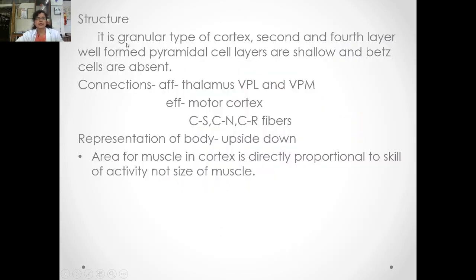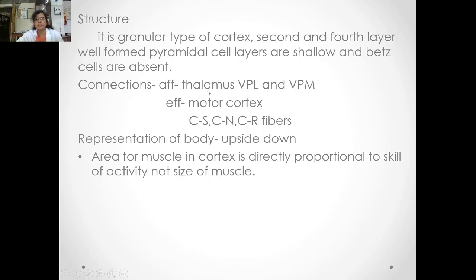Structure of this area: it is a granular type of cortex, and as it is the sensory cortex, granular cells are present in large amounts. The second and fourth layers are well formed because they are formed by these granular cells. Pyramidal cell layers are shallow and the Betz cells are absent. Connections of this primary sensory area, afferents.